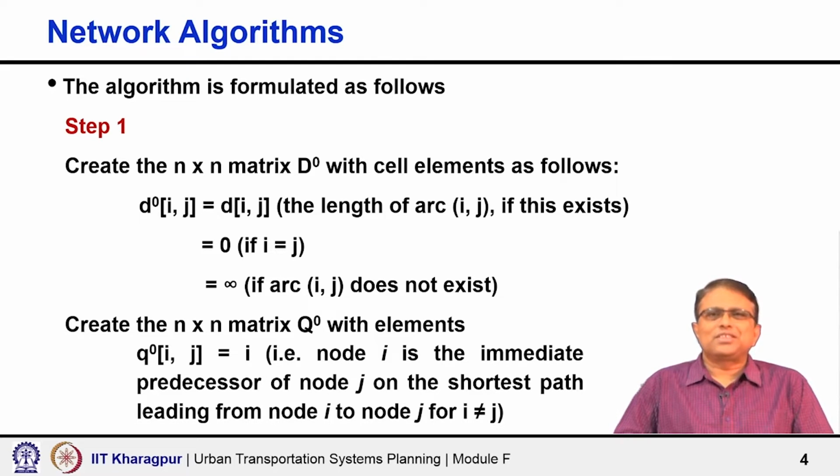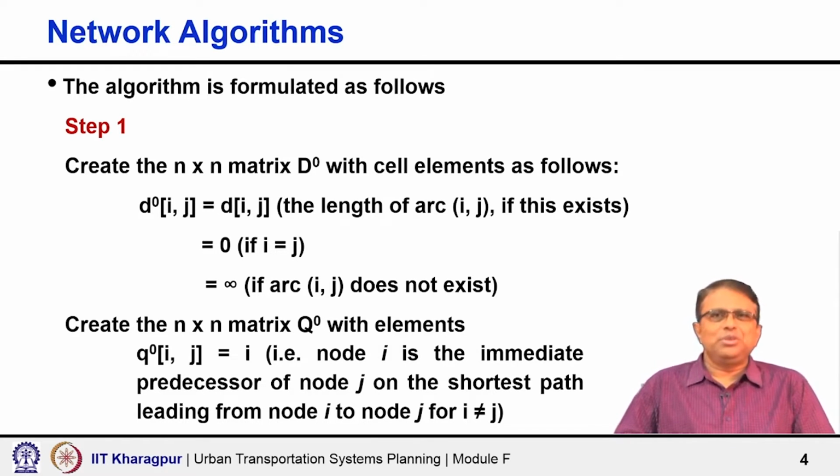Infinity means I am actually assuming a very high value. You can as well assume a very high value, which is higher than the length of any link in the network. That way we create that D0 matrix, and I explained how we consider the elements. Now, in a similar manner, we also create an n by n matrix, which is the predecessor matrix, and since this is the initialization, that will be Q0.